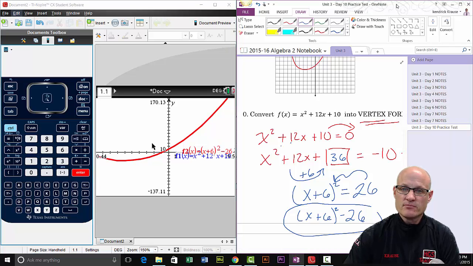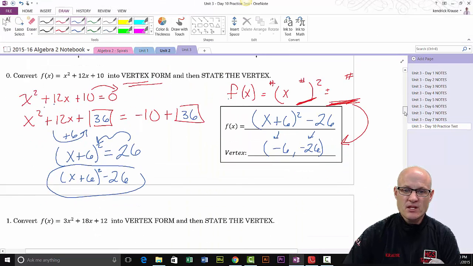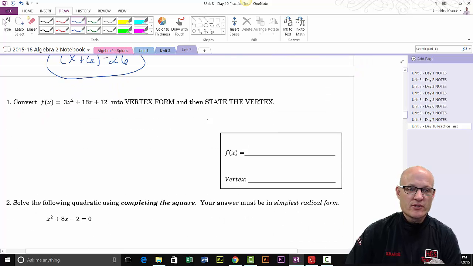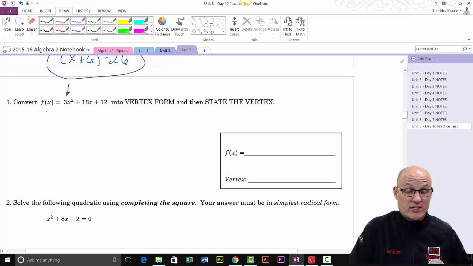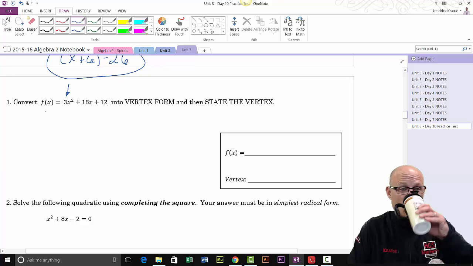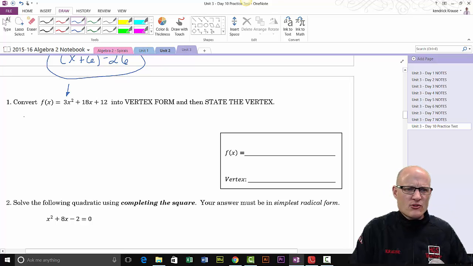So there she is, kids. So now I want to do the same thing with this one. Now this one's a little bit more complicated because of this 3. Now I can't get rid of the 3 like in completing a square. You just divide through and get rid of it. So what we got to do is take that 3 out. 3 x squared plus 18x plus 12.